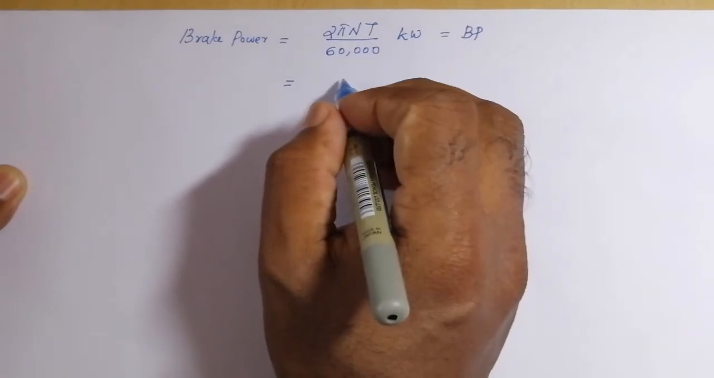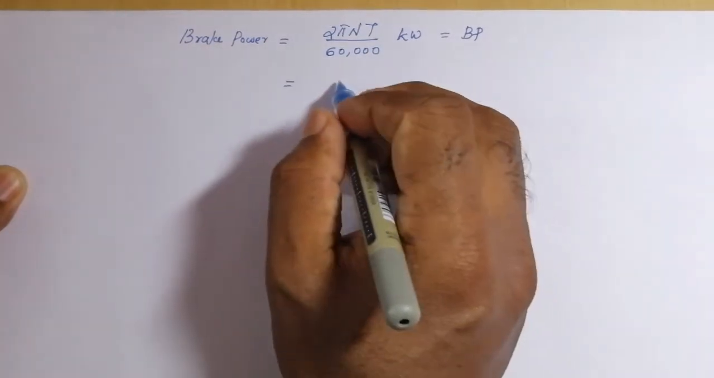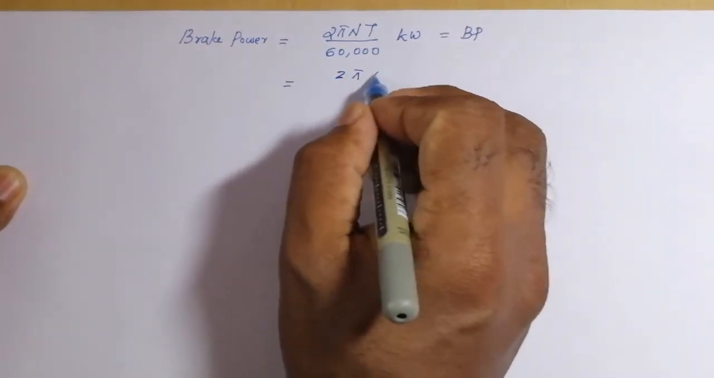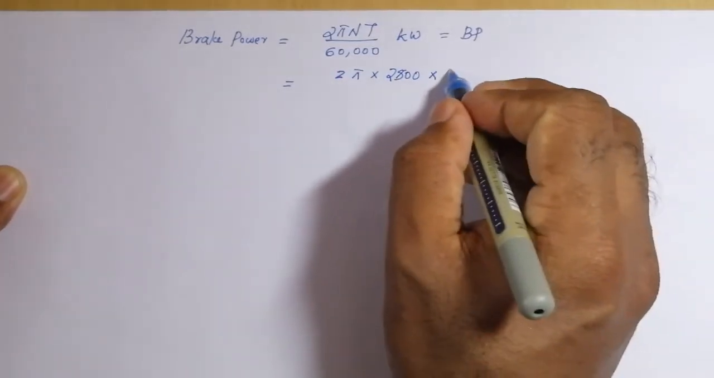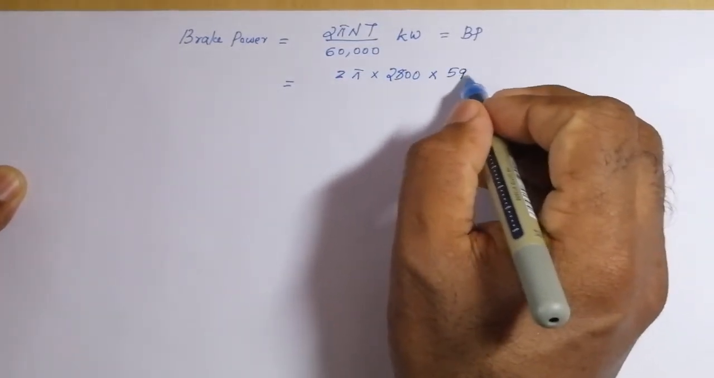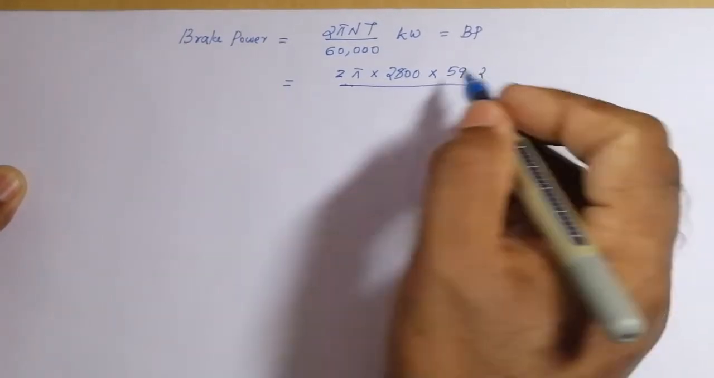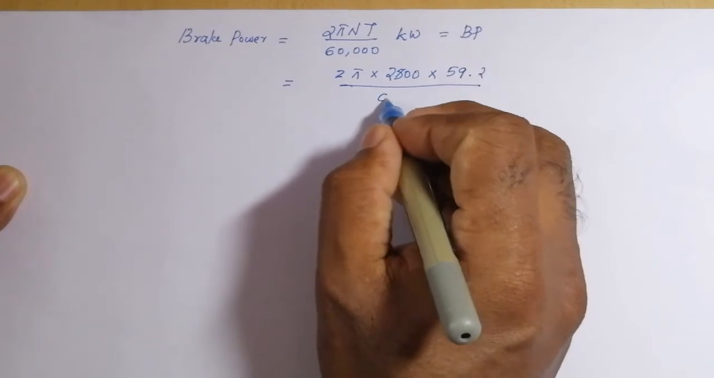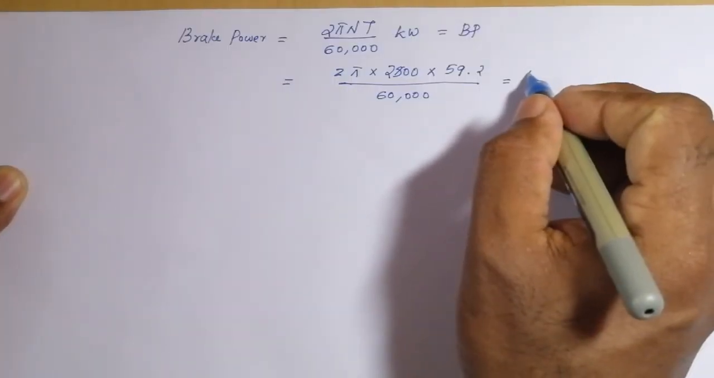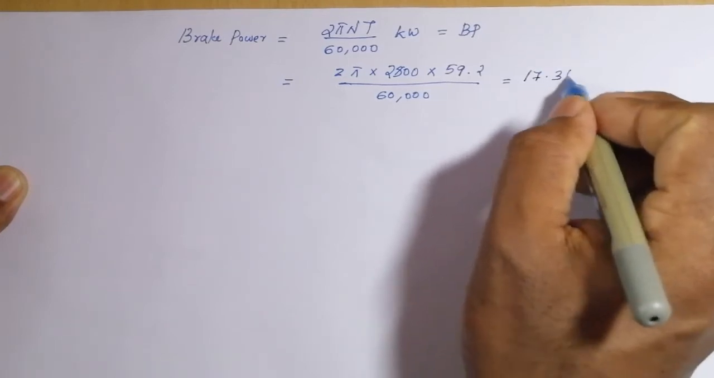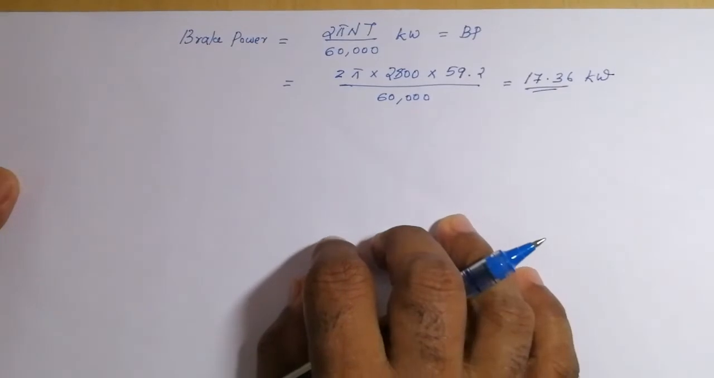Already we find out the torque load കണ്ടുപിടിച്ചിട്ടുണ്ട്, engine torque കണ്ടുപിടിച്ചു. So substituting that value, 2 pi into engine rpm it is 2800 into torque, നമ്മളിപ്പോൾ കണ്ടുപിടിച്ചിട്ടുണ്ടായിരുന്നു 59.2 torque, divided by 60,000. So substitute ചെയ്യുമ്പോൾ I got it as 17.36 kilowatt. So this is the answer.